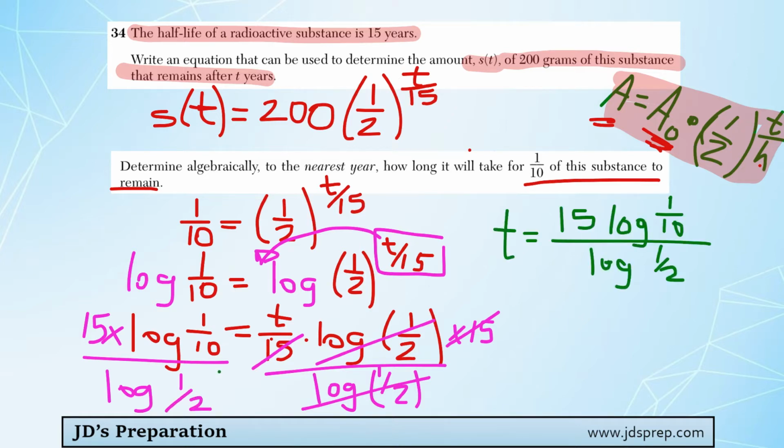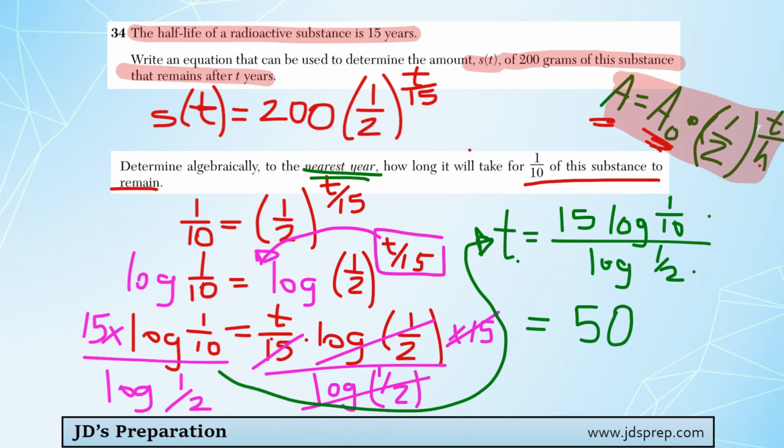All right, so just to simplify that, you can see in the green over here, I've just rewritten the equation. So we've got t isolated, and so to calculate this out very carefully, we're going to type in our calculator 15 multiplied by log of 1/10, all divided by log of 1/2, which gives us about 49.8289, but we are being asked to round this to the nearest year, so that's going to round to 50 years.